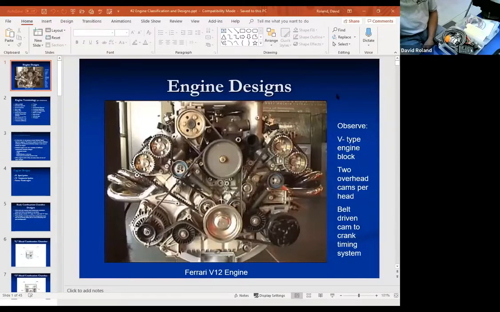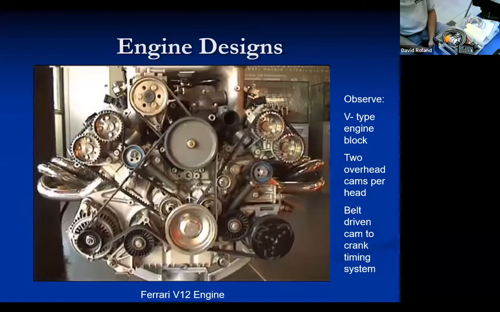Engine designs. The picture I'm showing you here is a Ferrari. This is a Ferrari V12 engine, and there's a lot of stuff. If you look at this picture, there's a lot going on here with the Ferrari V12 engine.